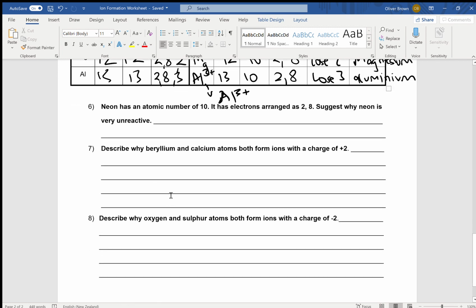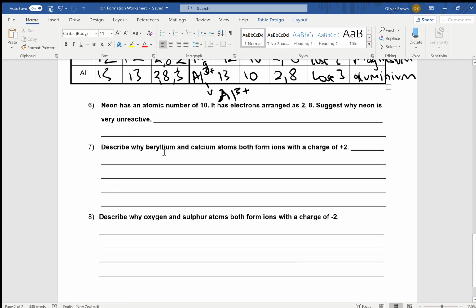Question 6. Neon has an atomic number of 10. It has electrons arranged as 2-8. Suggest why neon is very unreactive.